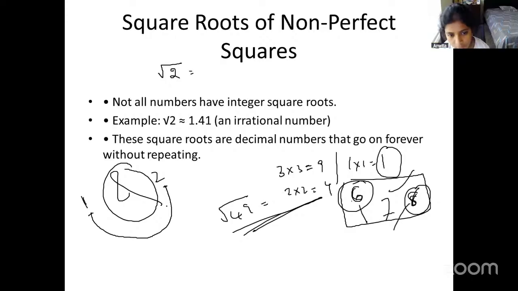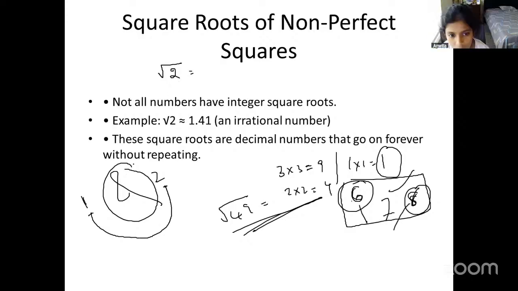Is there any integer lying between 1 and 2? No, sir. That's why it has no integer square root. After failing to find an integer square root, knowing that there is no integer whose square is equal to 2, we move on.